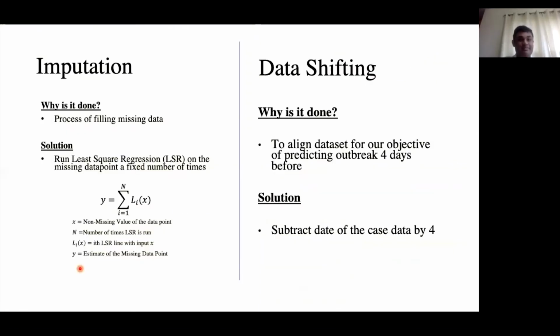To overcome the problem of missing data, a process known as imputation was used. Specifically, the missing value is computed by running least squares regressions on the missing data point a fixed number of times and then averaging the results. This is done by using the following equation and then dividing this by the number n. To align our data set to our objective of predicting outbreaks 4 days before, we shift the date of cases in our data set by 4 days.